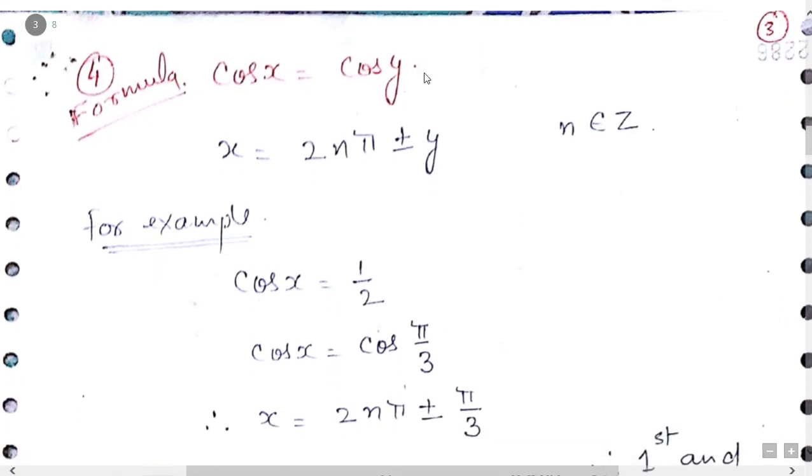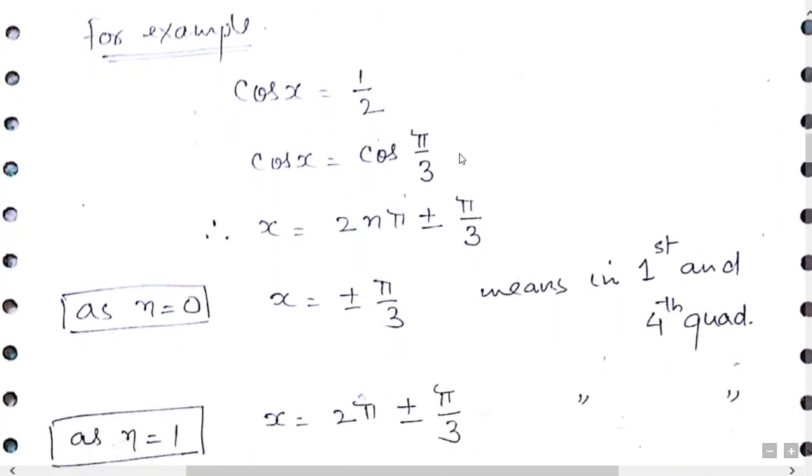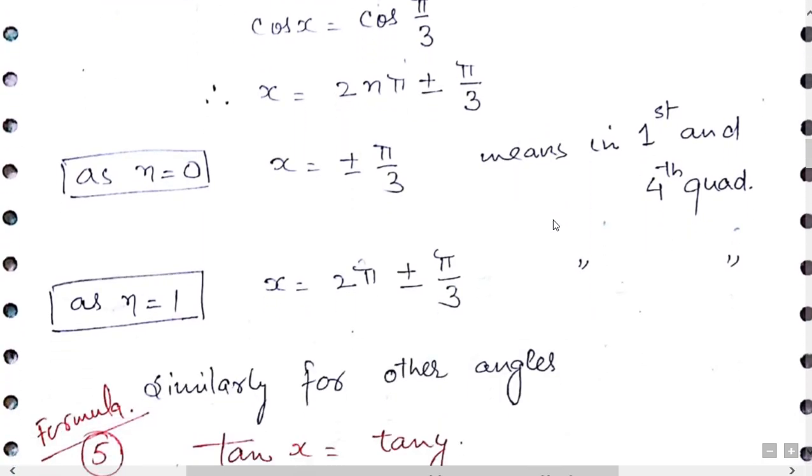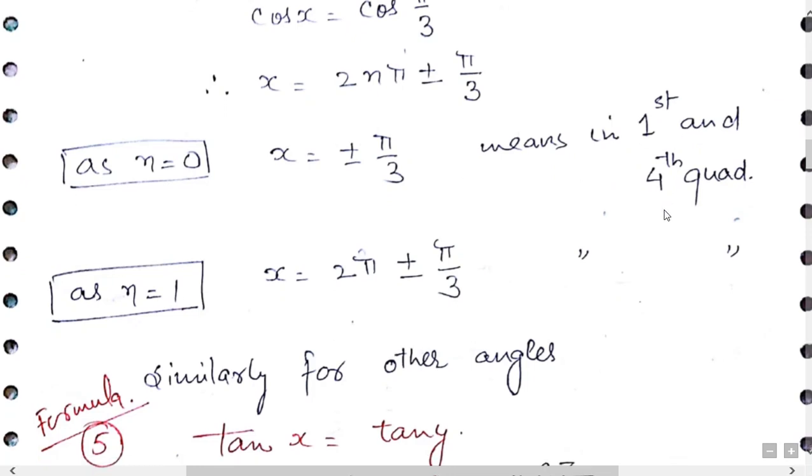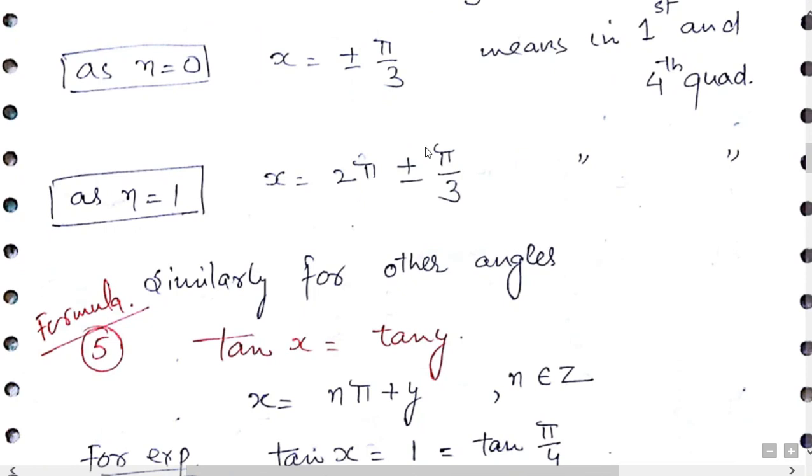Now if cos x is equal to cos y, the value of x is 2n pi plus minus y. Again, let us calculate the value. If cos x is equal to 1 by 2, then cos x is equal to cos pi by 3. It means x can be written as 2n pi plus minus pi over 3. If n is equal to 0, it means it's plus minus pi over 3. It means the angle is in the first or fourth quadrant. Again, if it's 2 pi plus minus pi over 3, the same content is there, because 2 pi is equivalent to 0.